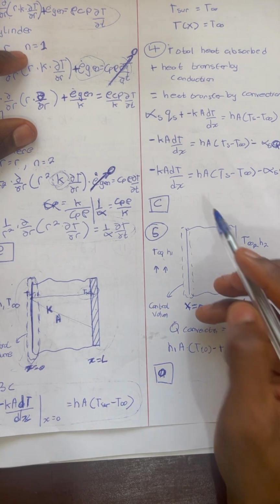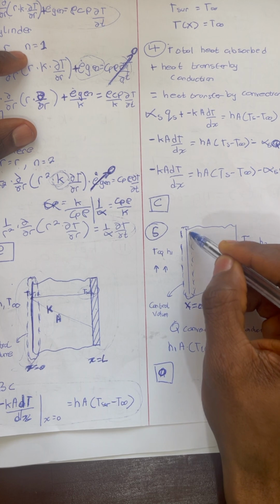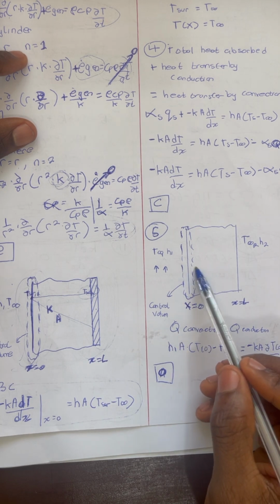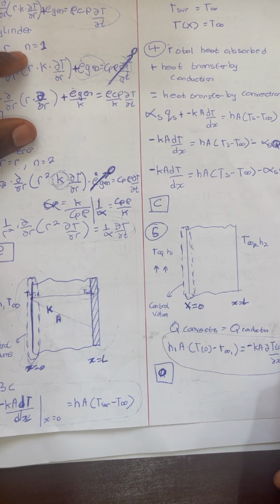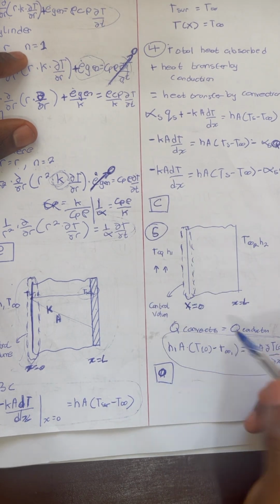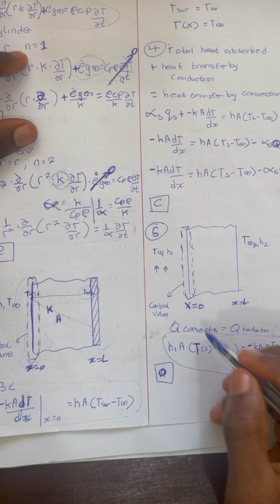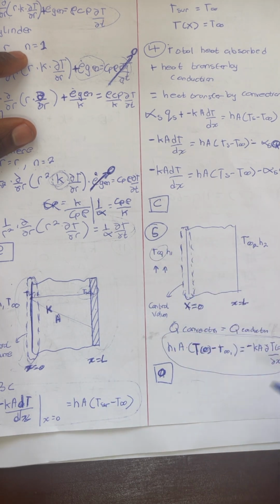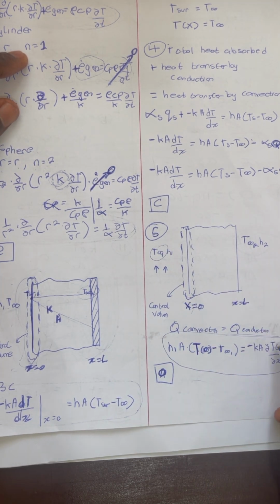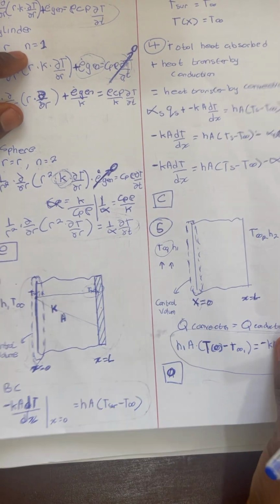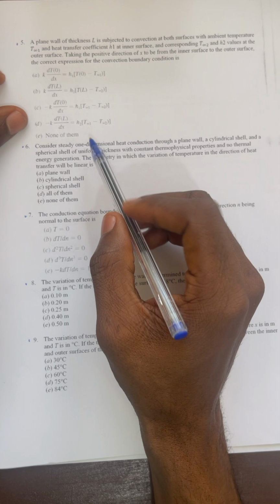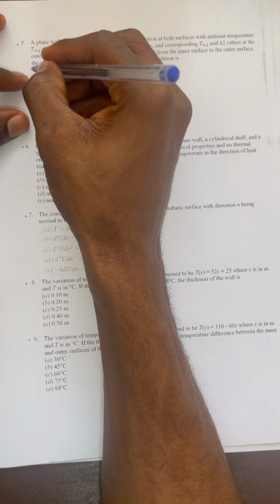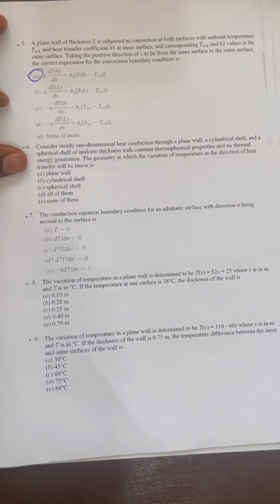So taking the control volume over here, heat transfer by convection is equal to heat transfer by conduction. So this will be the formula. Then the temperature over here is T0. So T(x) is T0 minus T infinity 1 over here. Then the temperature at this point too is T0. So that's why we use T0 over there. So the correct answer will be A. So let's move to question 6.